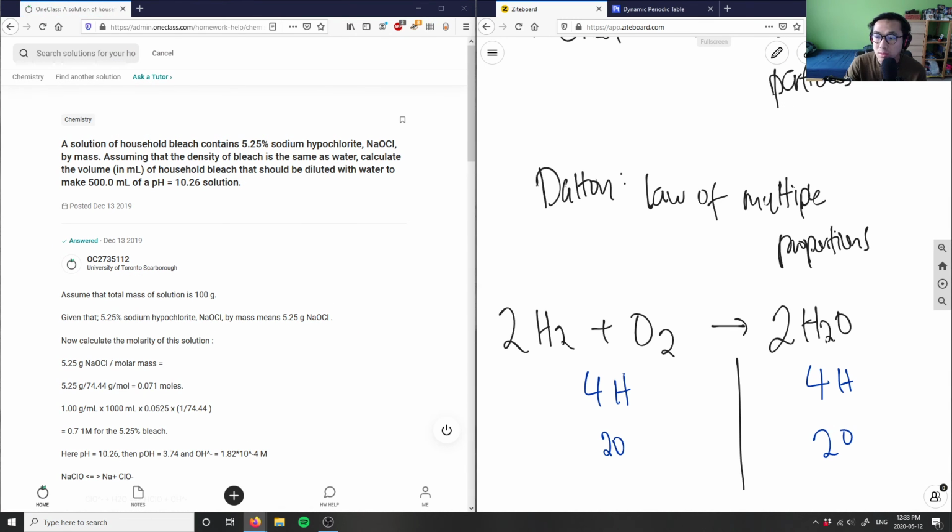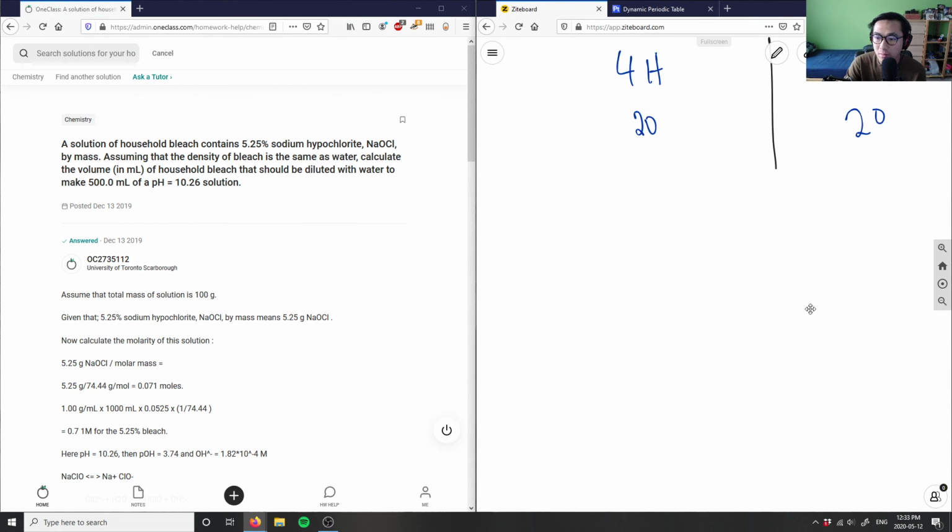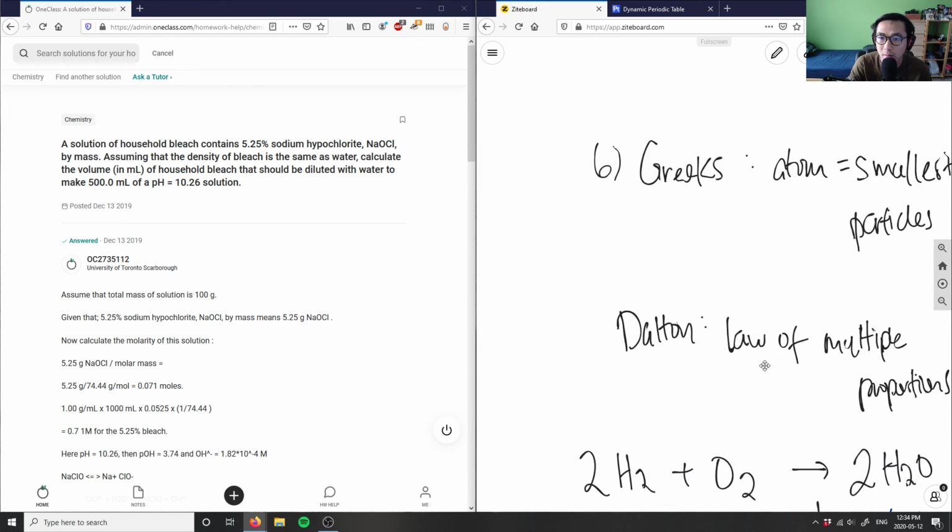Okay, let's look at number 7. It says here, a solution of household bleach contains 5.25% sodium hypochlorite by mass. Assuming that the density of bleach is the same as water, calculate the volume of household bleach that should be diluted with water to make 500 milliliters of a pH 10.26 solution. This is number 7.